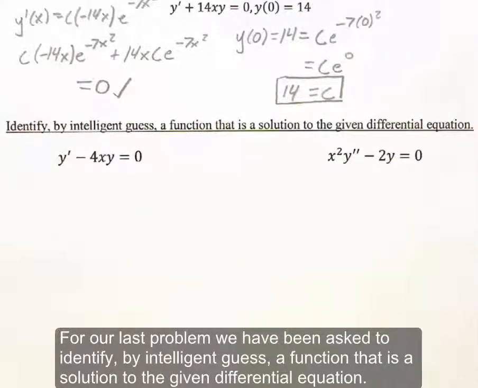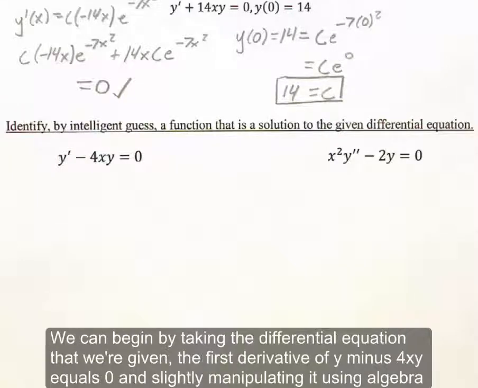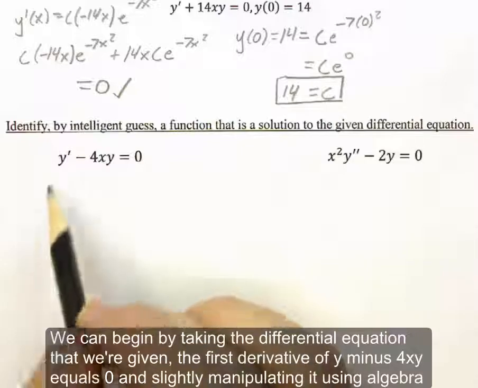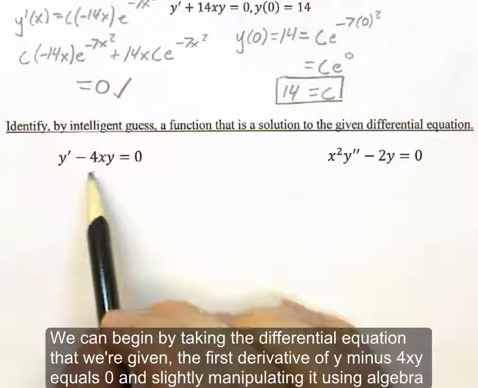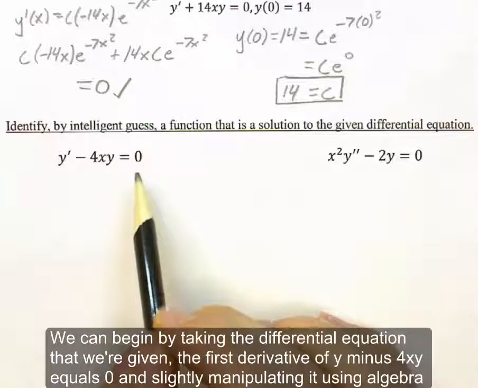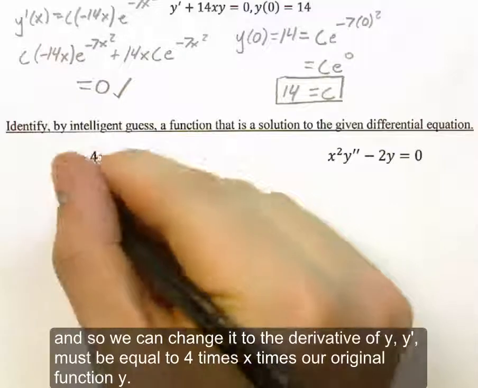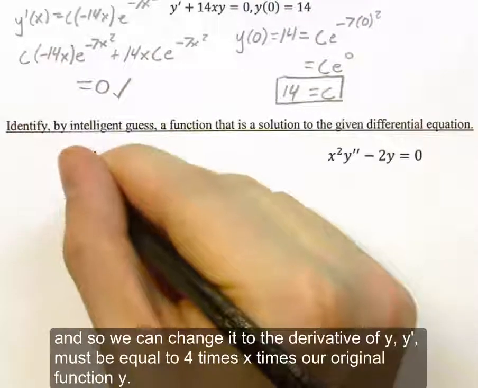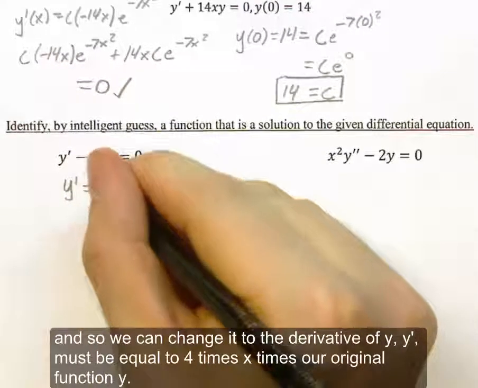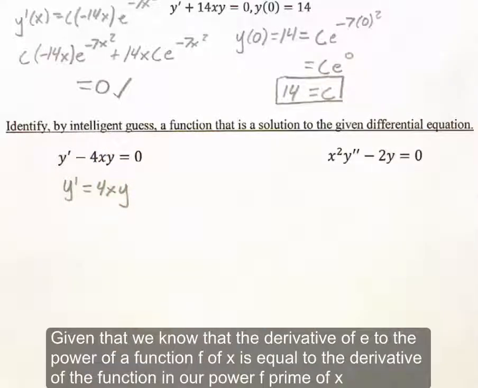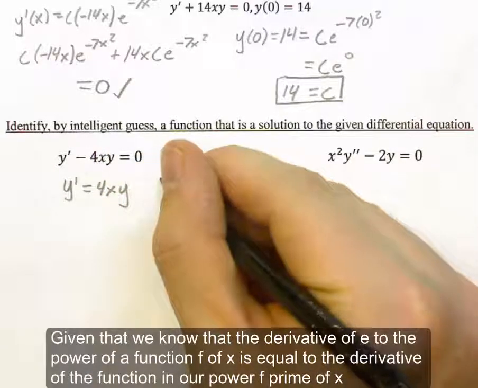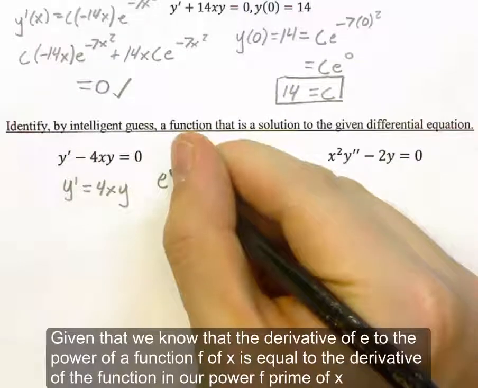For our last problem, we have been asked to identify by intelligent guess a function that is a solution to the given differential equation. We can begin by taking the differential equation that we are given, the first derivative of y minus 4xy equals 0, and slightly manipulating it using algebra. And so we can change it to y prime must be equal to 4 times x times our original function y.